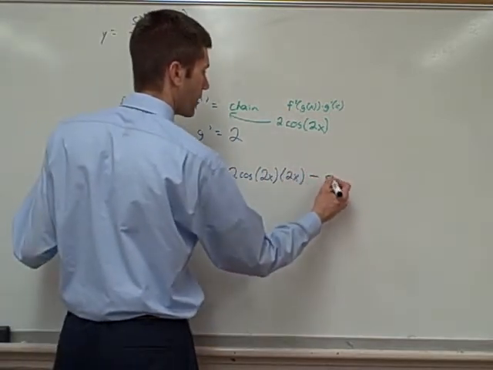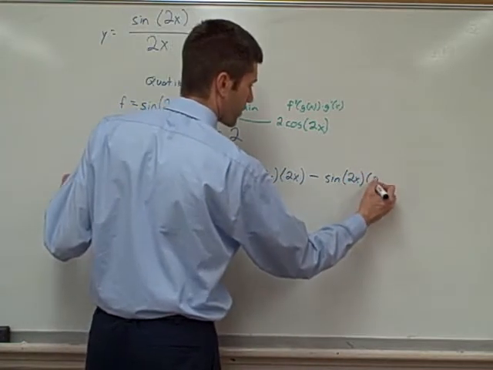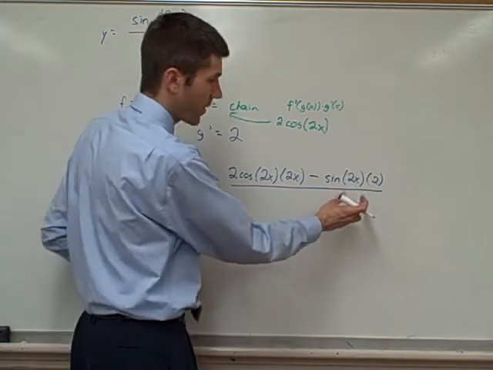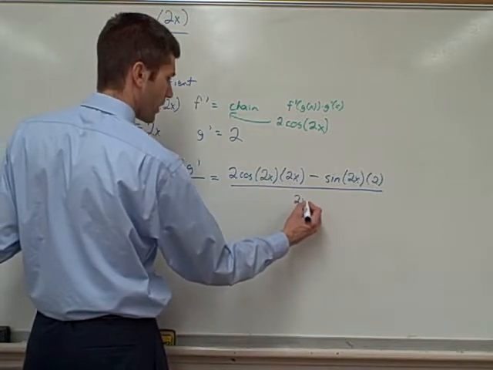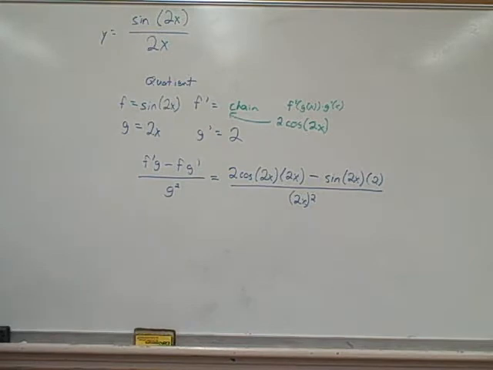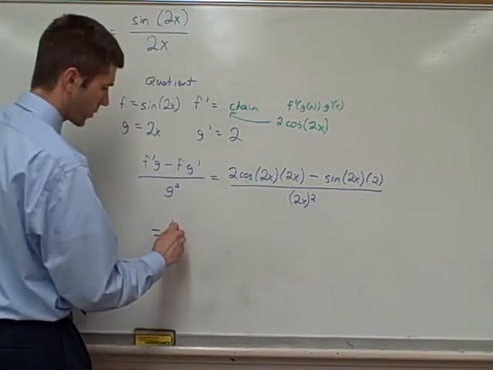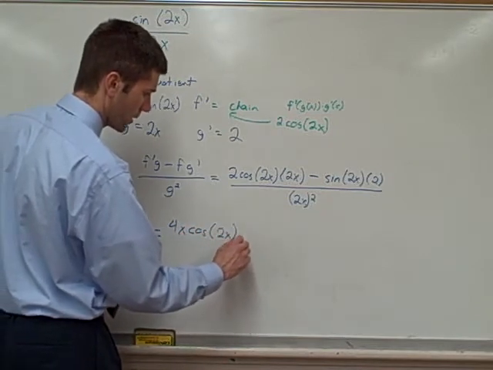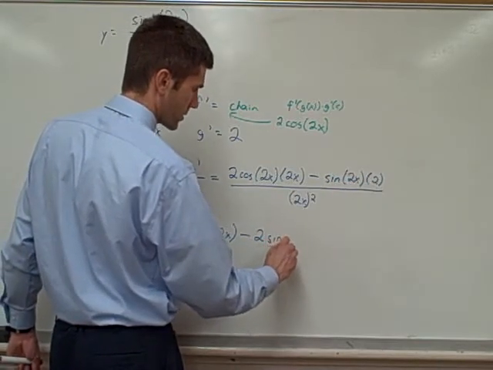f times g prime. There we go, let's put that 2 right there. That is not 4x. You knew I was going to say that, right? That's not 4x. All divided by g squared, so 2x is squared. Let's put it in parentheses. Let's simplify this. There's a lot of simplifying we can do here. 2 times 2x, that makes 4x. Cosine 2x minus. This 2 is going to go in the front. So 2 sine 2x.